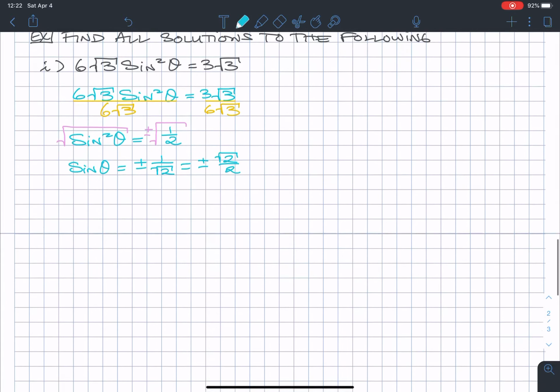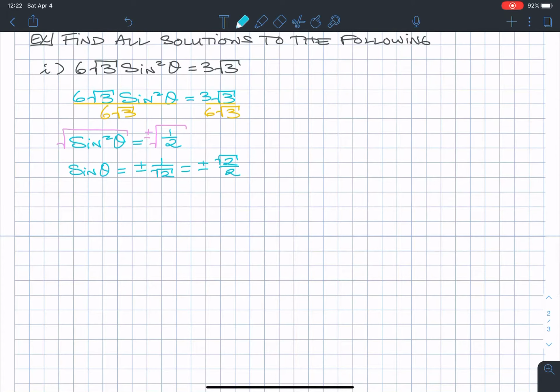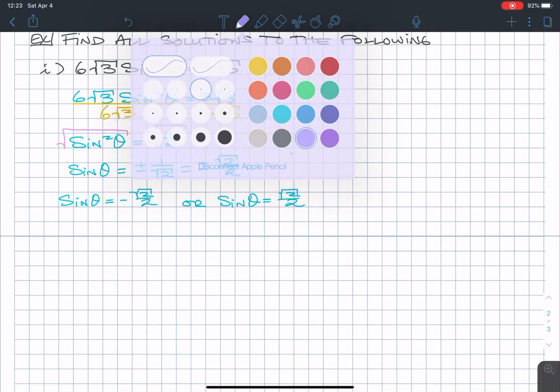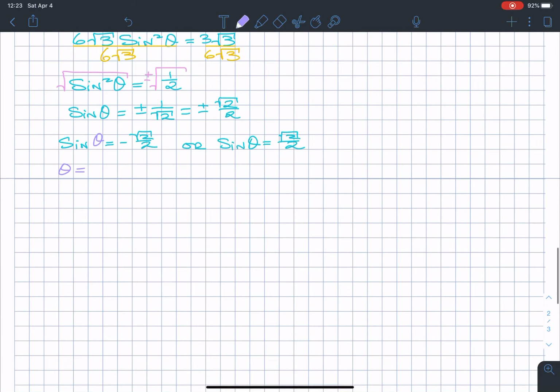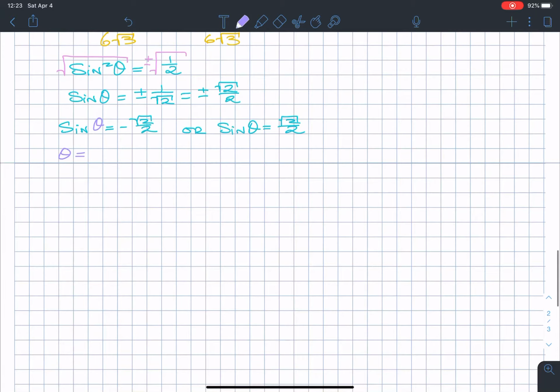Okay, so I have two things going on here. I have either sine of theta is negative root 2 over 2, or sine of theta is positive root 2 over 2. So in this first case, let me do theta here in purple. So in the first case, where is sine negative root 2 over 2? Well, that's going to be in quadrants 3 and 4 at the 45-degree reference angles.